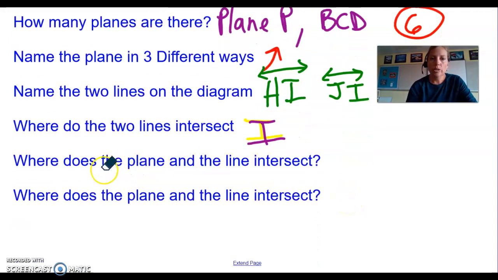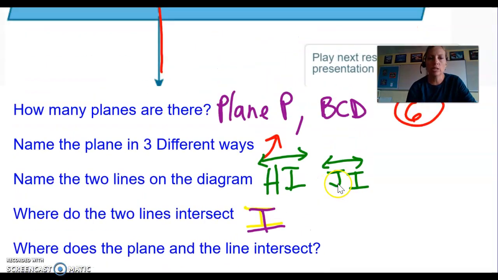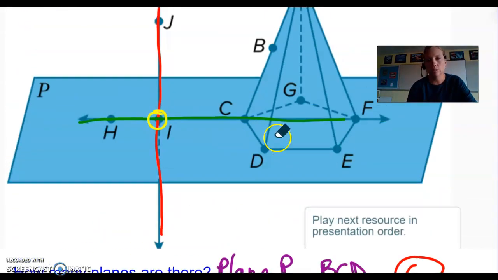Okay, where does the plane and the line intersect? Okay, well, we said there were 6 planes. Okay, so let's just look at plane P, right, the big one there, and then line JI, the one that goes through it, right? So plane P and line JI, well, again, they're intersecting at point I there, right?